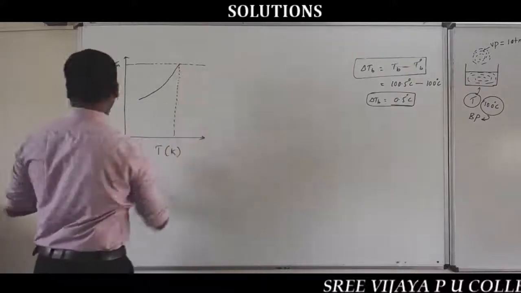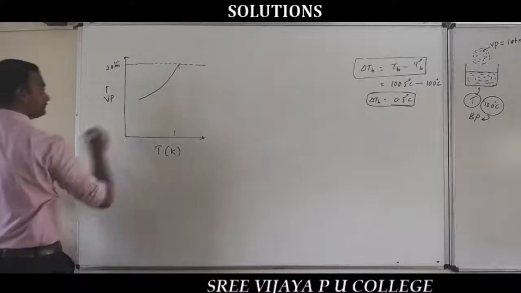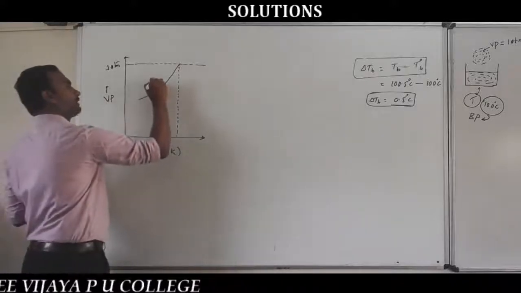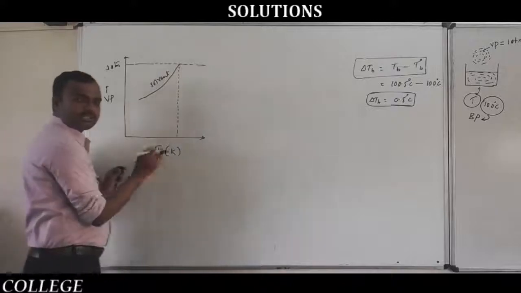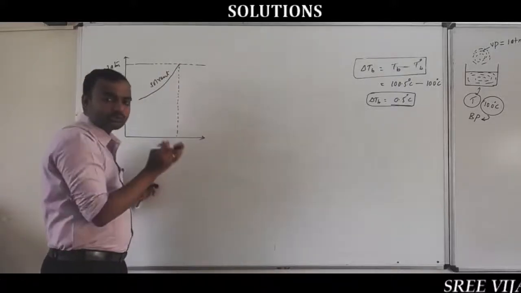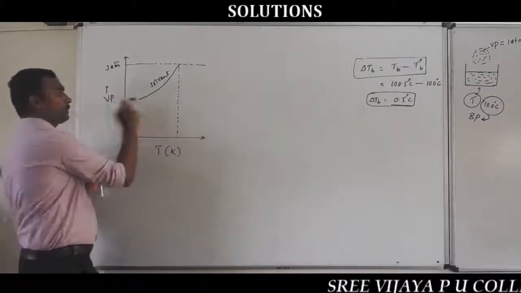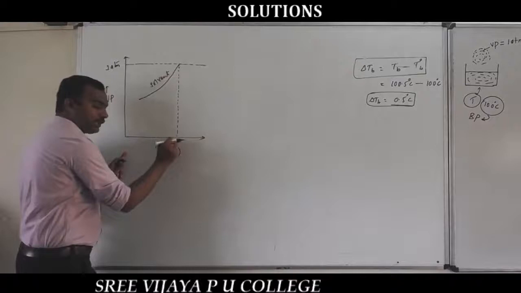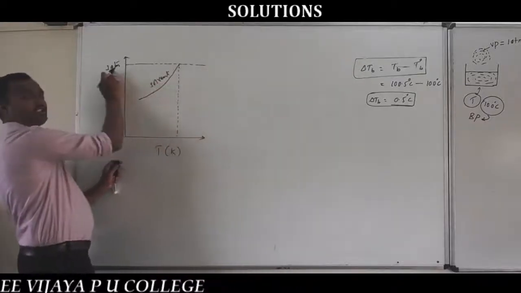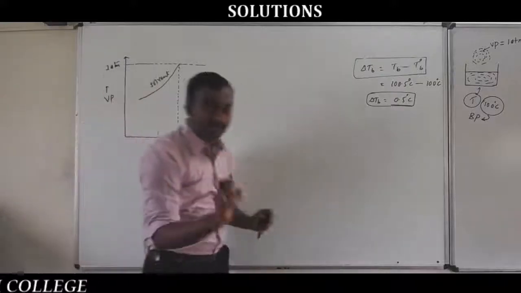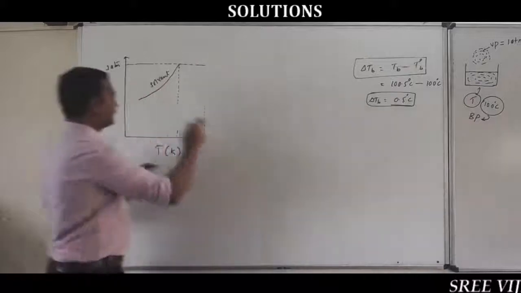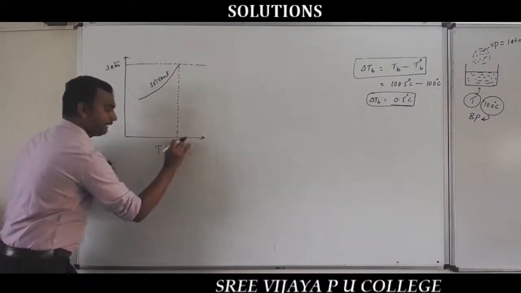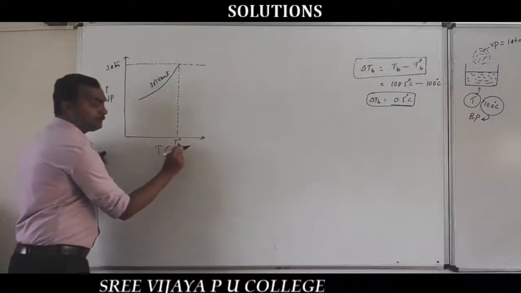So this is the temperature. This is for the solvent. As the temperature increases on the liquid and we heat it, more vapors come over the solvent, and the vapor pressure also increases. At a particular temperature, the vapor pressure of the solvent becomes equal to 1 atmospheric pressure. When the vapor pressure of the solvent becomes equal to 1 atmospheric pressure, that is called the boiling point. For the pure solvent, this temperature is called T naught B. That is the boiling point of the pure solvent.